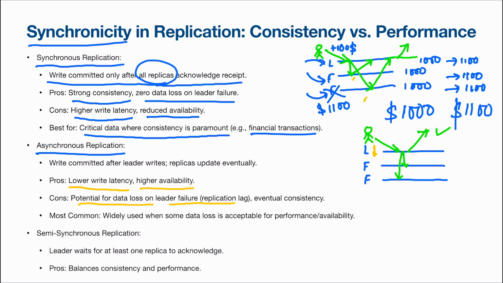So if this leader does not come back up again, the data might be gone forever. So yeah, where is it most common? Widely used when some data loss is acceptable for performance or availability.